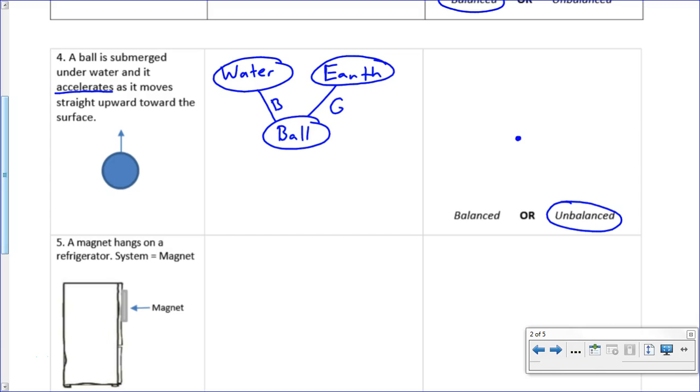So on this one, we've got FB, buoyant force on the ball by the water. Then going down, and it's going to be a much smaller value, we've got Fg on the ball by the Earth. All right, make those drastically different sizes so that I can see which one's smaller and which one's larger.